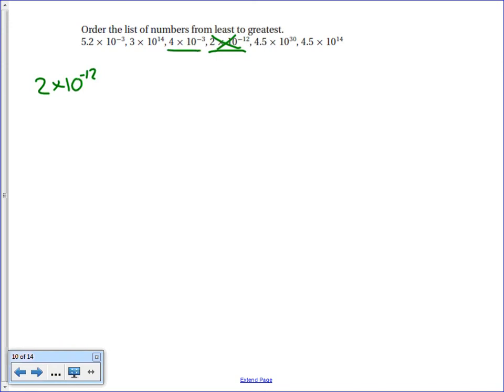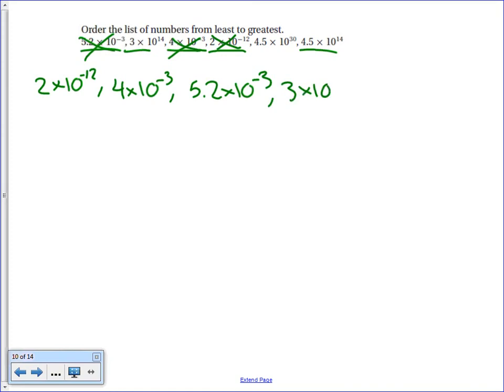we have 2 that have a negative 3 power. So look at the numbers in front. So 4 times 10 to the negative 3rd, and then 5.2 times 10 to the negative 3rd. Notice how 4 is smaller than 5.2. And the next highest up, well, I got 2 that are to the 14th power. So the numbers in front, 3 or 4.5. I'll have to go with that 3. Then I'll go with the 4.5.